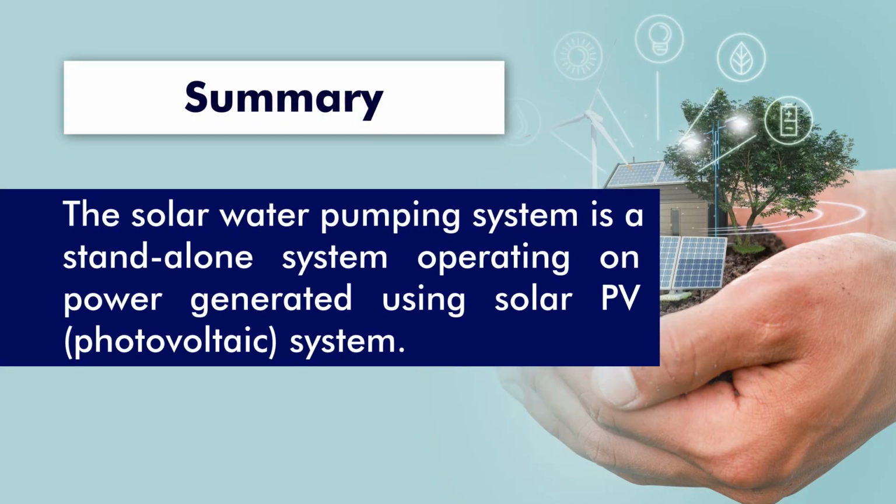Solar water pumping system is a standalone system operating on power generated using solar PV system. Solar PV pump has many advantages like no fuel cost because it uses freely available sunlight, no conventional grid electricity required, long operating life, highly reliable and trouble-free performance, easy to operate and maintain, eco-friendly, and it leads to saving of conventional diesel fuel.